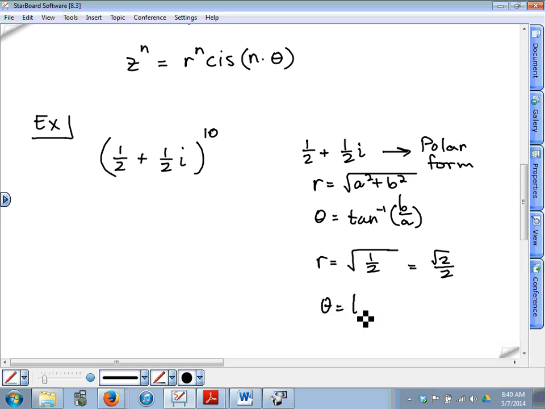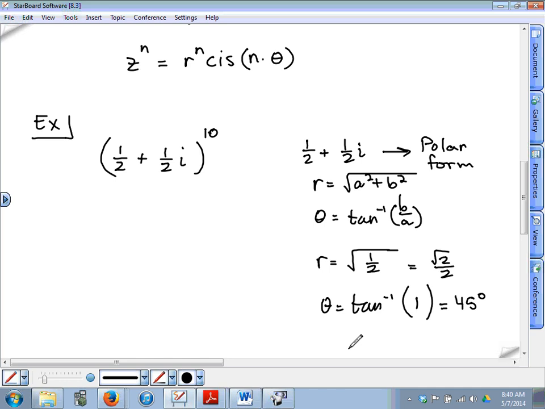Now theta is equal to the inverse tangent of b over a. What's b over a in this case? Ooh, this is nice. 1/2 divided by 1/2 is 1. Inverse tangent of 1. What's the inverse tangent of 1? We've done this one often enough. You ought to have it memorized by now. The inverse tangent of 1 is 45 degrees.